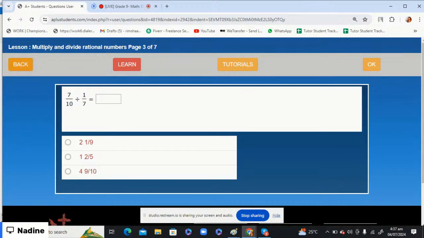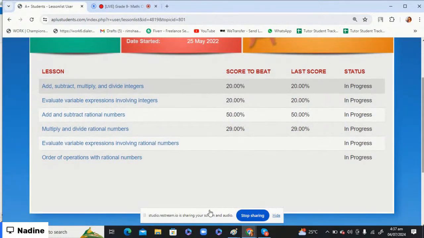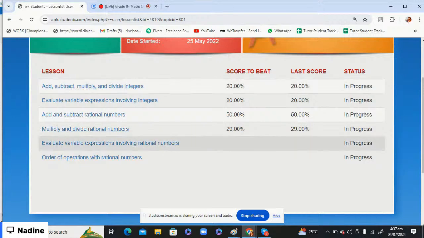So let's solve the next one. Solve the rest of the test questions by yourself. So here we go with this one. Evaluate the variable expression involving rational numbers, and order of operations with rational numbers. You solve it by yourself. Okay?